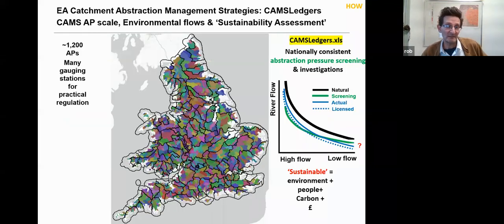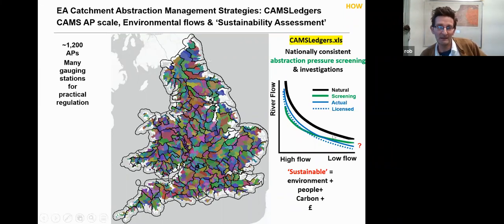However, the agency at the same time roughly recognised that there was a need for a nationally consistent abstraction pressure screening process. So CAMS ledgers and the CAMS process was invented. Each of these black polygons has a CAMS ledger spreadsheet in it. And the scale of these CAMS assessment point catchments, of which there's about 1,200 across the country, you can see on the coloured polygons in the map.